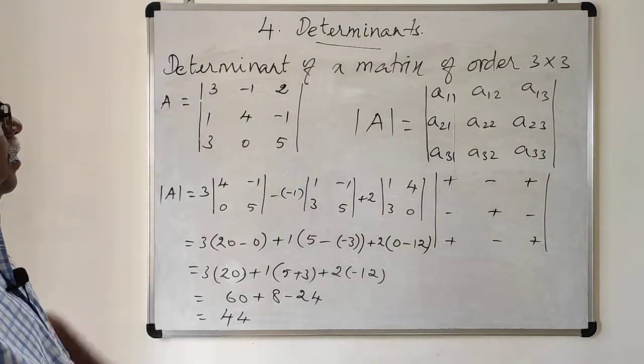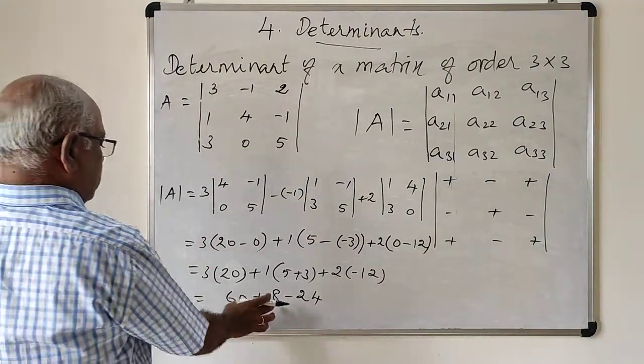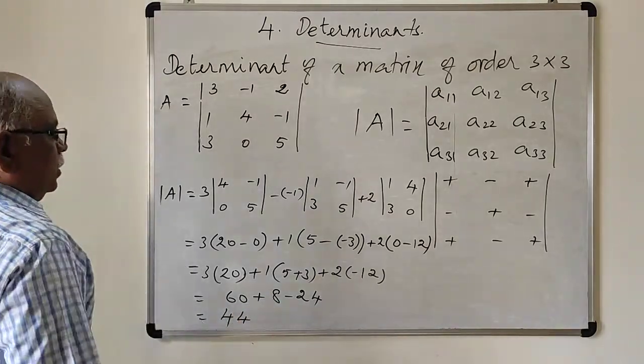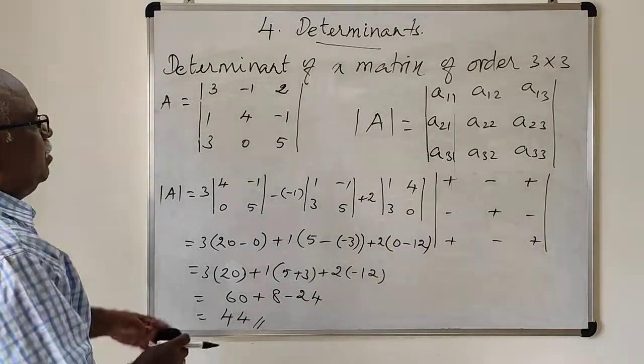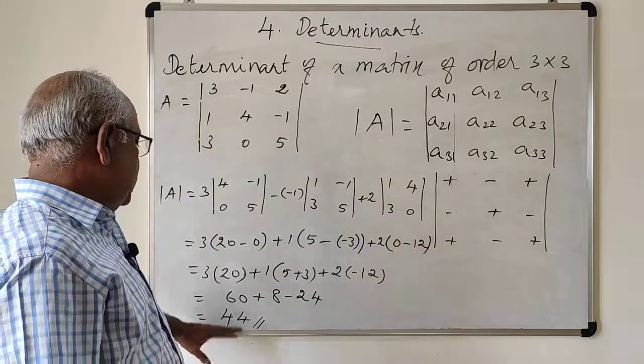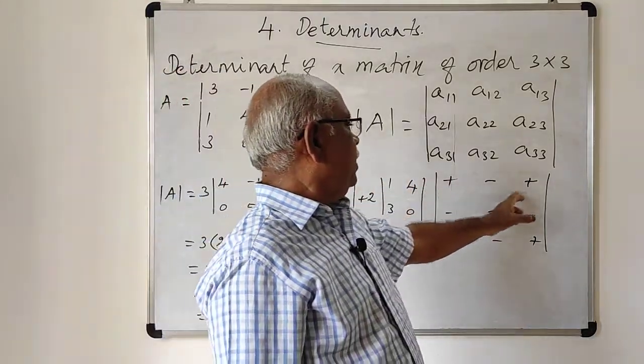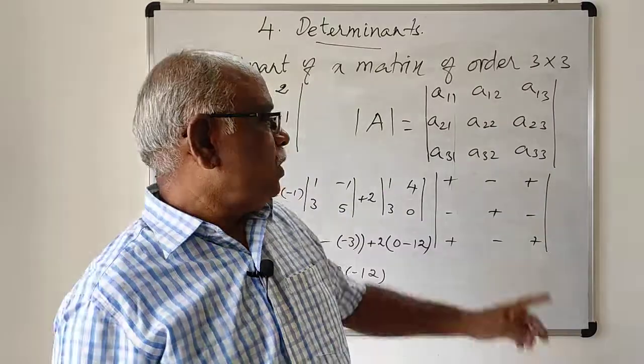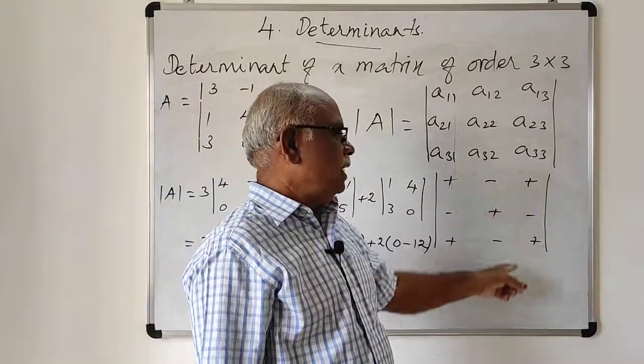That's all about the expansion of this matrix. So like that, a 3 by 3 determinant can be expanded using the idea of expanding along any row or any column. You can do it using these signs of the elements.